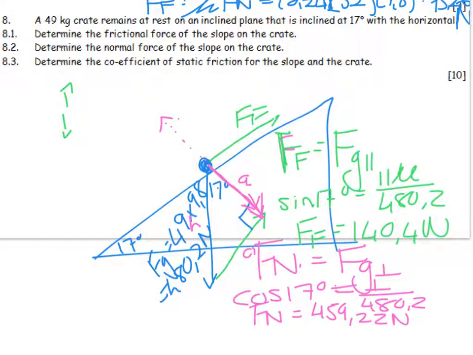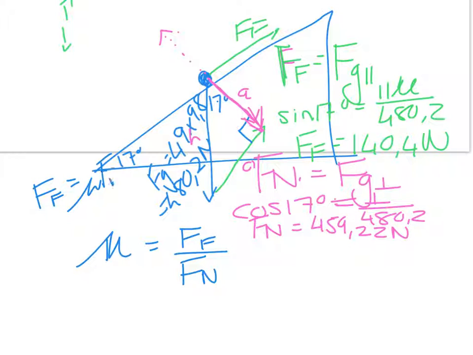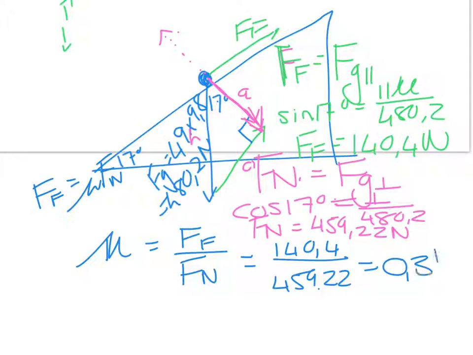Finally, it asks me to work out the coefficient of static friction. So I now need to say that mu is equal to the frictional force divided by the normal force, because on your information sheet it said the frictional force is equal to mu Fn, and therefore that is equal to 140,4 divided by 459,22, and that is equal to 0,31.